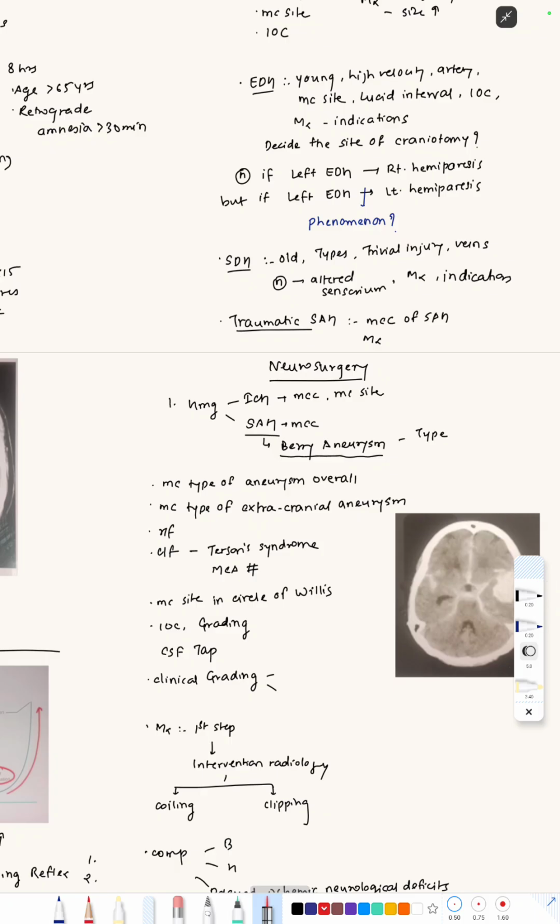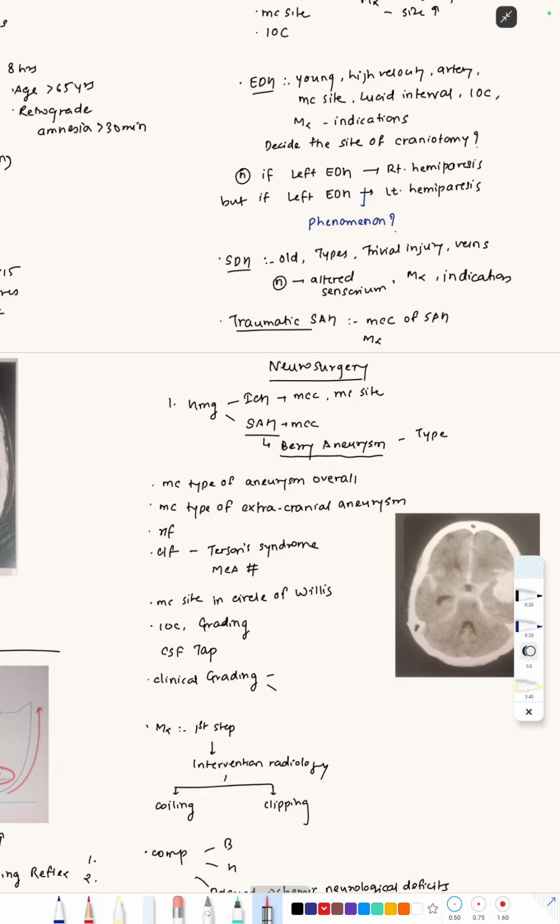Another cause can be rupture of Berry's aneurysm. The types of aneurysm are junctional aneurysm and saccular aneurysm. The most common type of aneurysm overall is the Berry's aneurysm. The most common type of extracranial aneurysm, if someone asks, is going to be the infrarenal abdominal aorta aneurysm. The risk factors for Berry's aneurysm are polycystic kidney disease, Ehlers-Danlos syndrome, Marfan syndrome, fibromuscular dysplasia, smoking, hypertension. So these are all the risk factors.